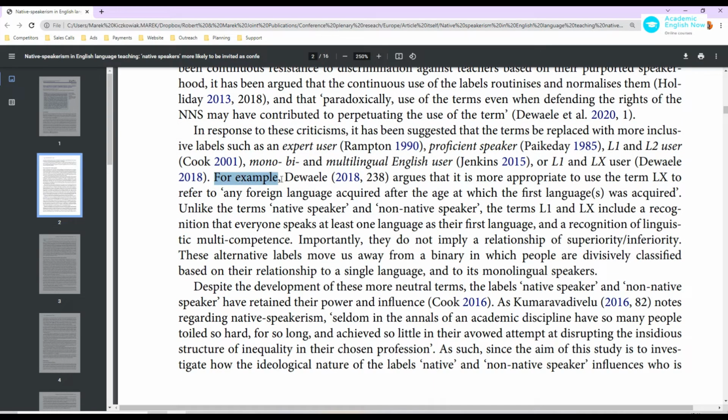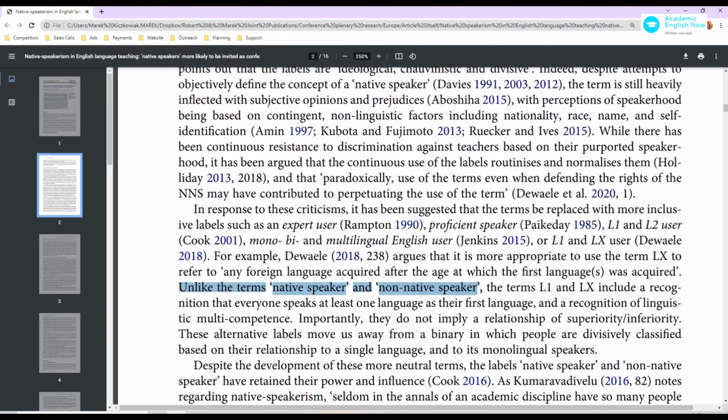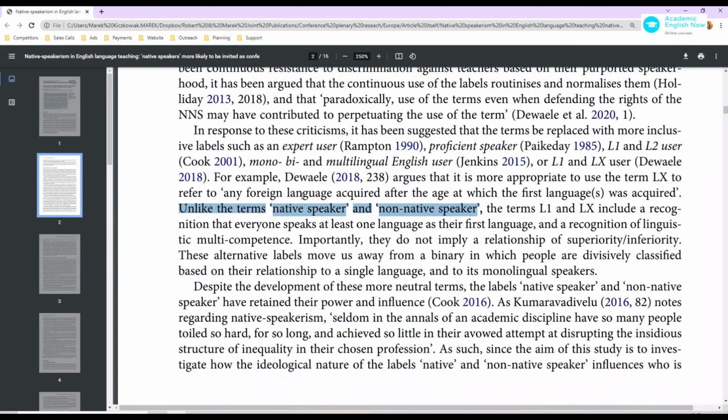So in here, I've got, for example, because I'm giving an example, right? Then in here, I refer back to the terms native and non-native speakers that were discussed in the previous paragraph. So this further provides a really coherent link between everything, and then we've got another linking word, importantly, which links back to the previous idea. And finally, the last sentence has these alternative labels, right? So which labels? Well, the ones that were suggested in the first sentence.